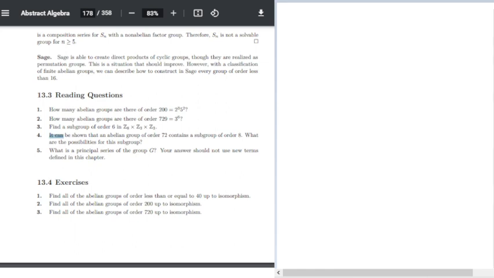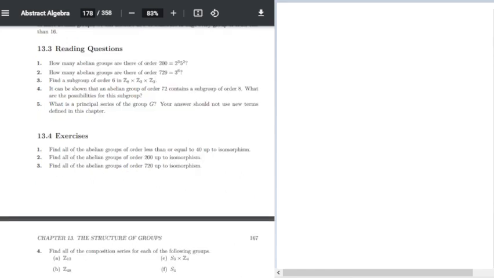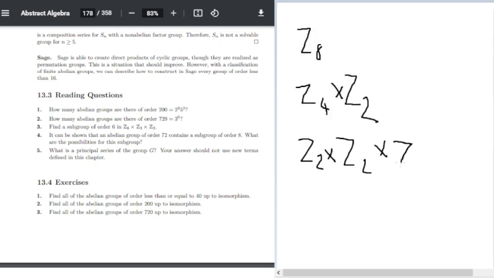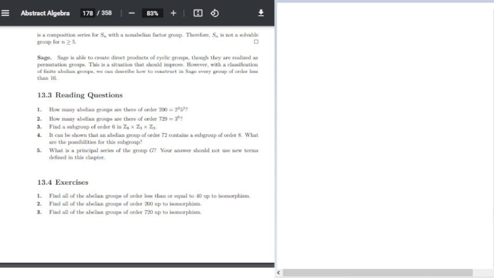It can be shown that an abelian group of order 72 contains a group of order 8. What are all possibilities for this subgroup? So it's an abelian group of order 72. So it's some combination of Z8, Z4 times Z2, or Z2 times Z2 times Z2. It's one of those three because it's an abelian group, and it finitely generates itself.